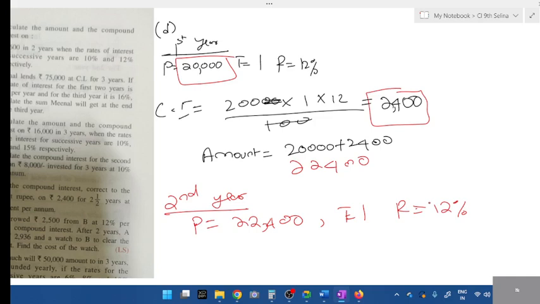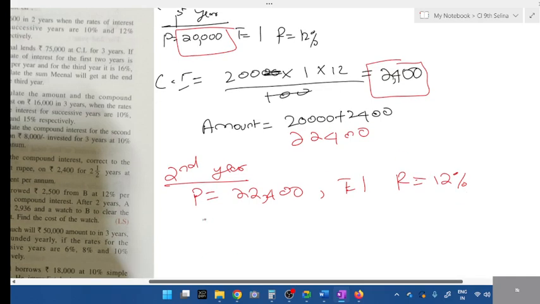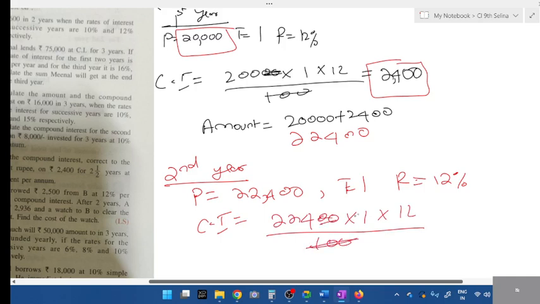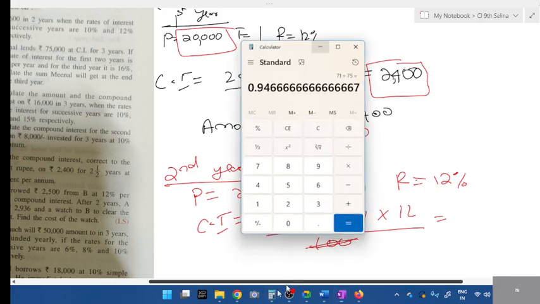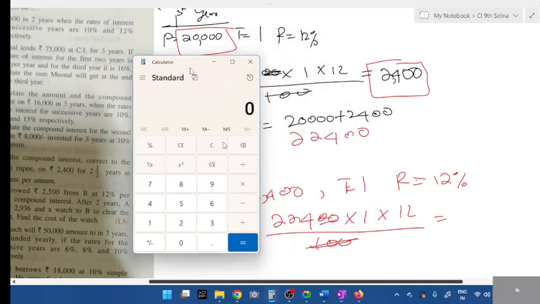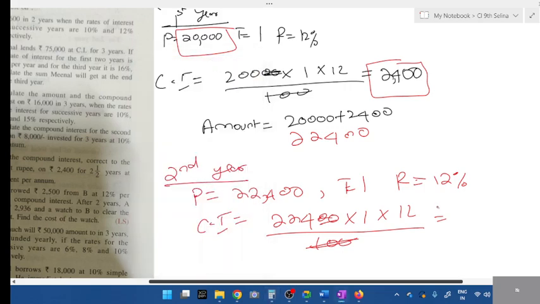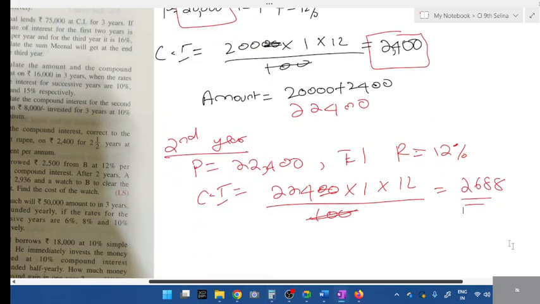Okay, students. Tell me the answer. Both of you have completed. Compound interest: 22,400 into 1 into 12 divided by 100. Let me use the calculator. What's the answer you all got? Very good. 2,688. Now keep this as it is.